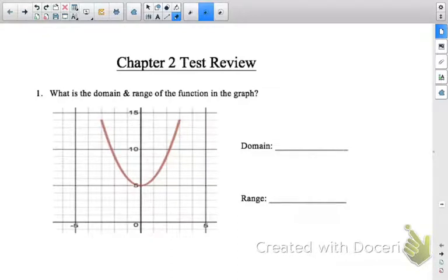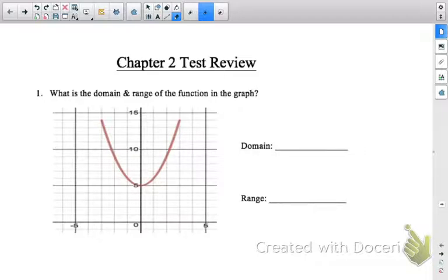In this video, we are going to review for your Chapter 2 test, which is on linear functions. My suggestion would be to try a problem first and then watch the video to see if you are correct. I will remind you to periodically stop and try things on your own. All right, so the first question is asking for a domain and range.